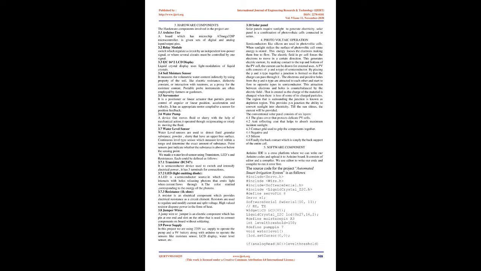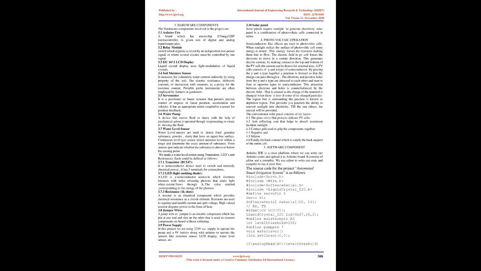3.7 Water level sensor. Water level sensors are used to detect fluid, granular substance, powder, or slurry that has an upper free surface. Continuous level type sensors measure level within a range and determine the exact amount of substance. Point sensors just indicate whether the substance is above or below the sensing point. We made a water level sensor using transistors, LEDs and resistances. Each could be defined as follows.